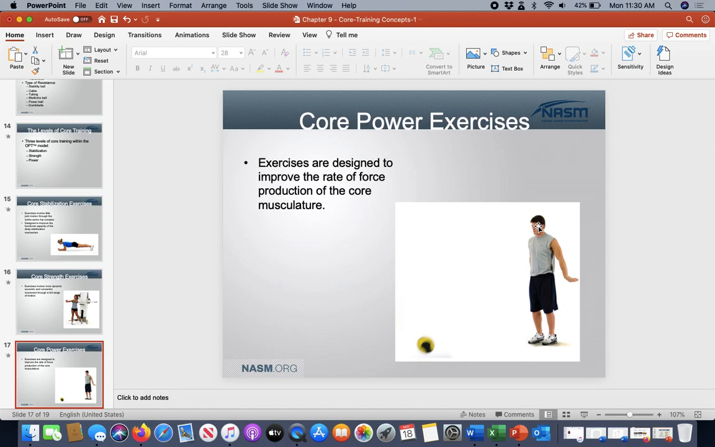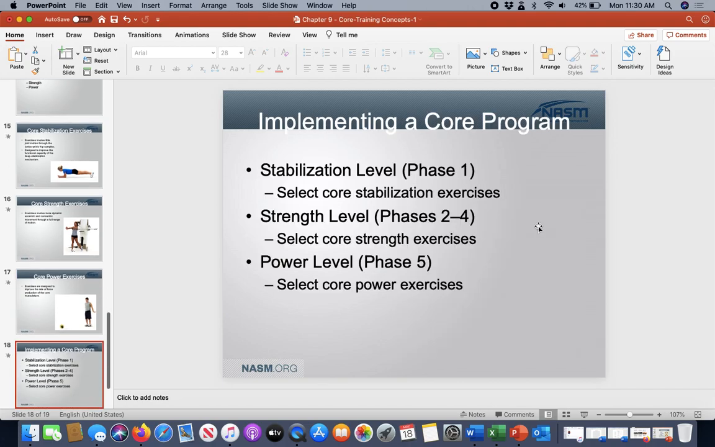You can do it with two feet together. You can do it with a step, offset legs, whatever it may be. But again, it's about power, about exploding, about increasing, as they say, rate of force production. So your force production is going to increase. Therefore, it's going to put a little bit more, I don't want to say pressure, but a little bit more emphasis on the movements that you're going to be doing.